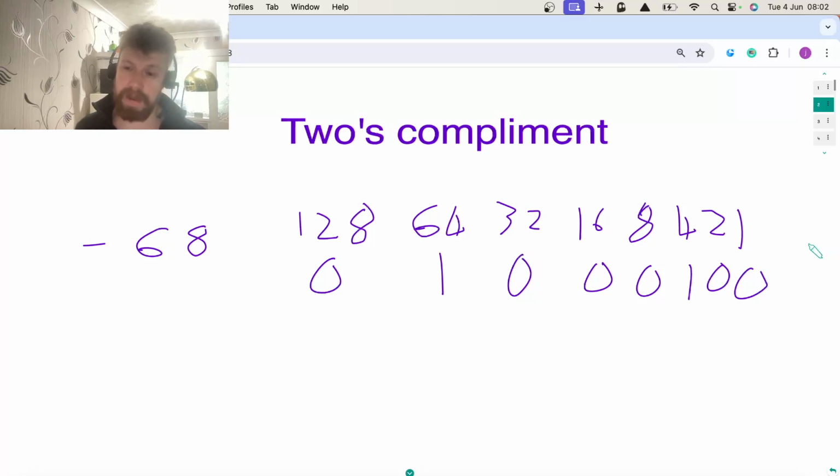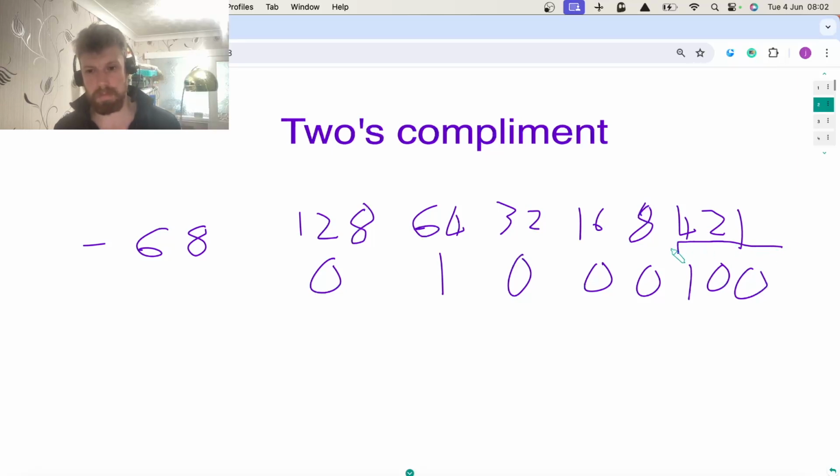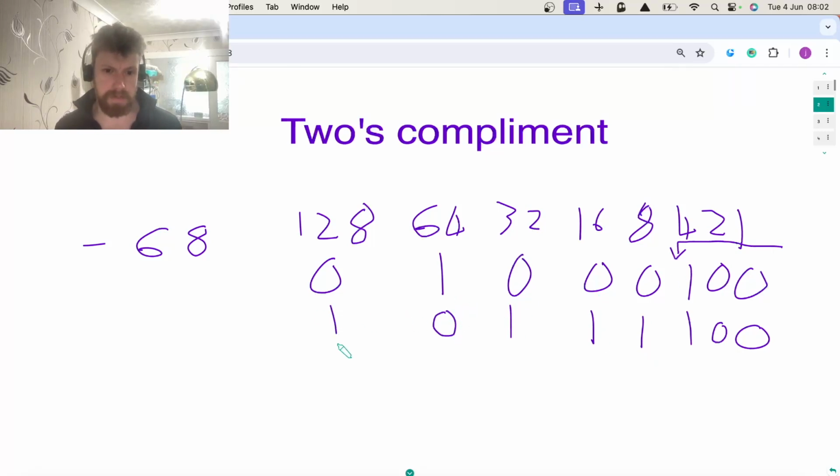To get a negative number, we have to 2's complement it. This is my method. There are other ways of doing it, but I personally think this method is way better. You start from the right hand side and find your first 1. Everything at it and before it stays the same: 1, 0, 0. Everything after it is flipped: 1, 1, 1, because they were 0, so now they become 1. And then that becomes a 0, that becomes a 1. So that's how we convert. That there is now negative 68.